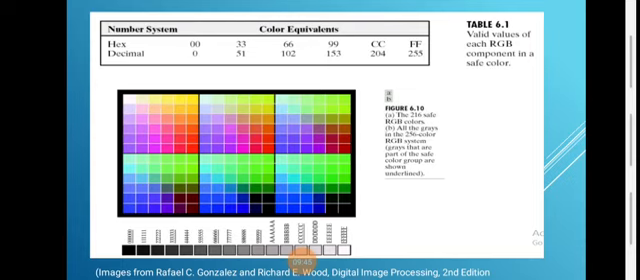I said earlier that we can reproduce 216 colors out of 256 colors, and this is where the value of 216 comes from. 6 power 3 is 216, so the faithful combinations of colors will be 216. This is the hexadecimal equivalent of those numbers 0, 51, 102, 153.